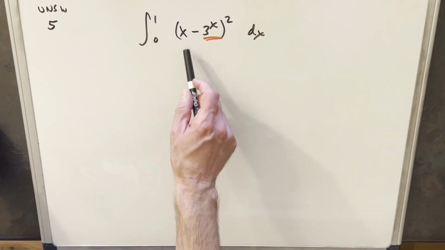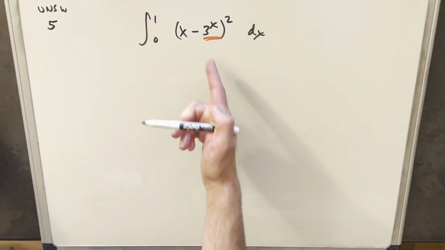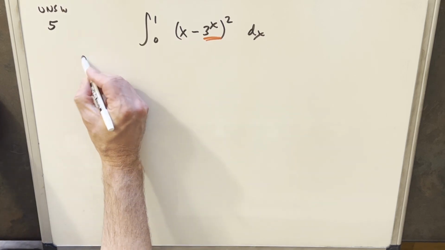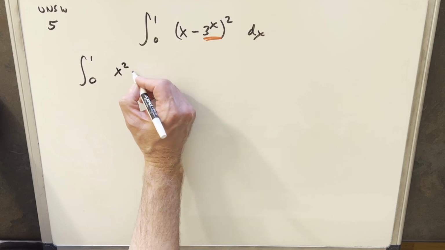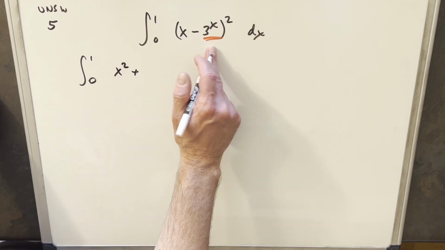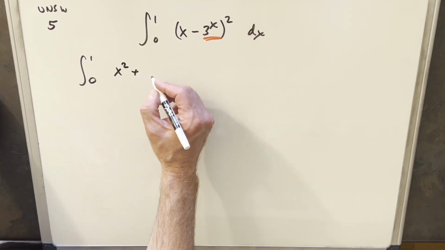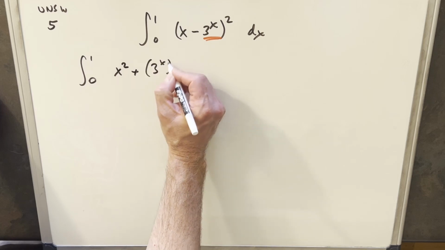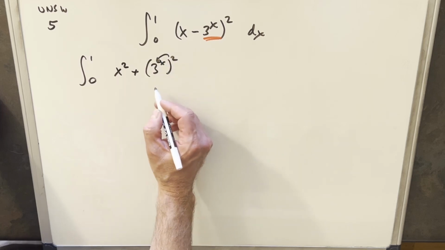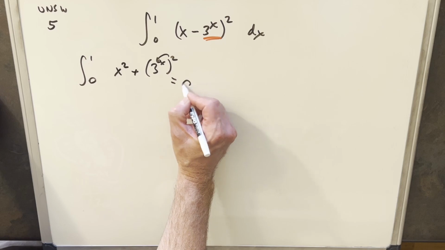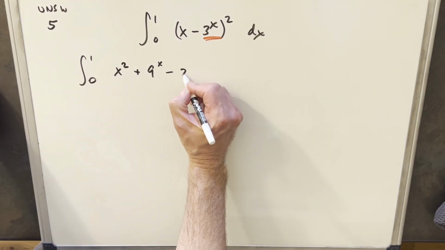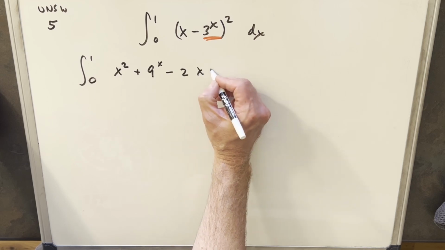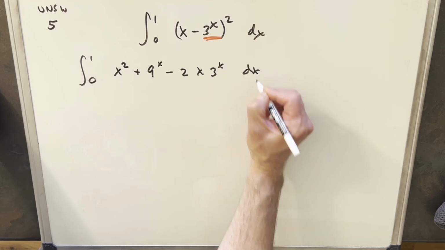I'm not really that comfortable with it in this form, so what I did to start was multiply this out, just to expand it so that we can integrate the terms separately. So we'll get x squared plus, if we square this term, 3 to the x squared, but by exponent rules we can rewrite this as 9 to the x. And then for the middle term we're going to have minus 2 times x times 3 to the x dx.